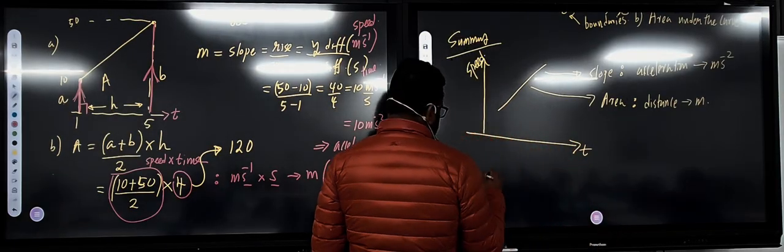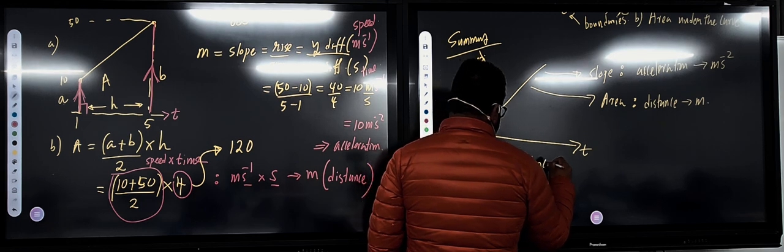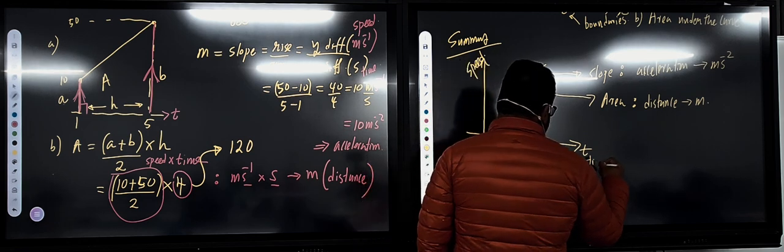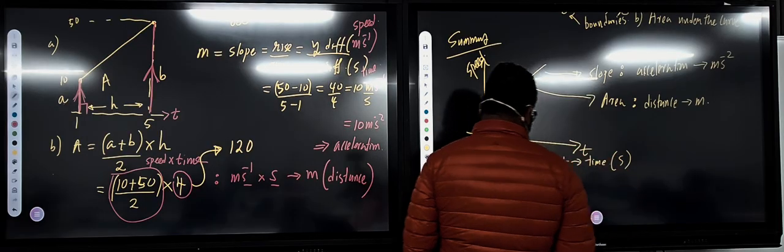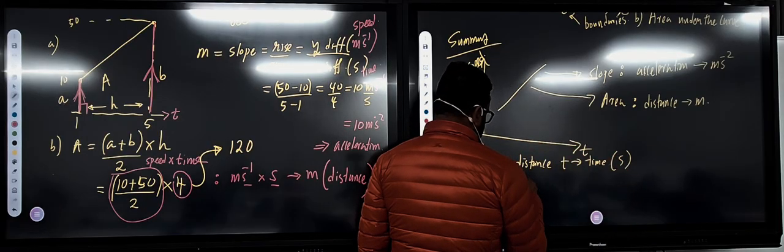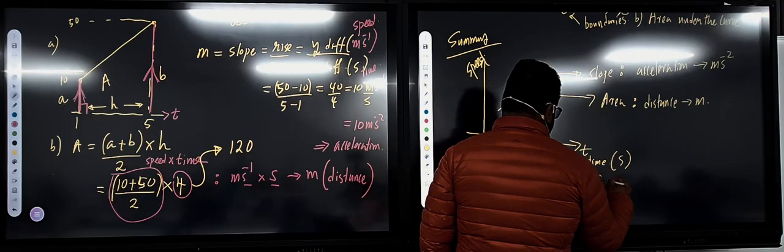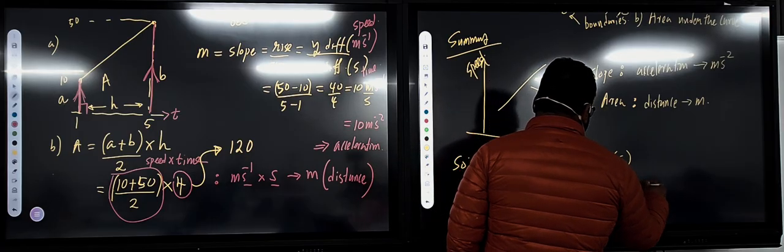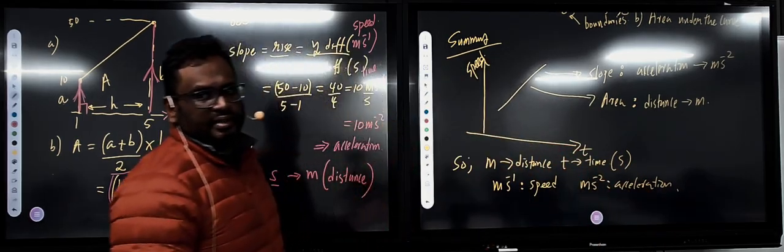So meters, distance; t, time, seconds, right? ms minus 1, speed; ms minus 2, acceleration. Those are the details we have.